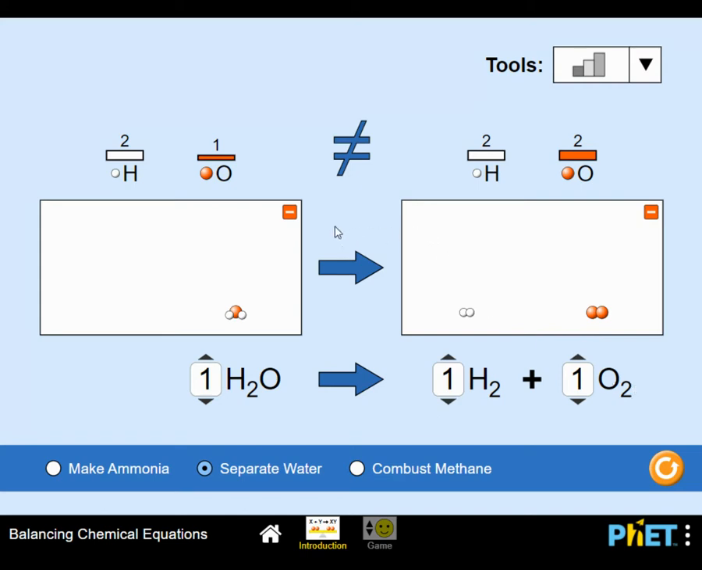So what coefficient do I need to change? Well, I need to have 2 oxygens in my reactants because I have 2 oxygens in my product. So I'm going to increase that to 2. And look, I messed up my hydrogen. How can I fix the hydrogen in the product so that it matches the hydrogen in the reactant? Any thoughts?